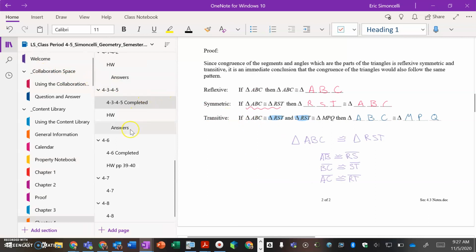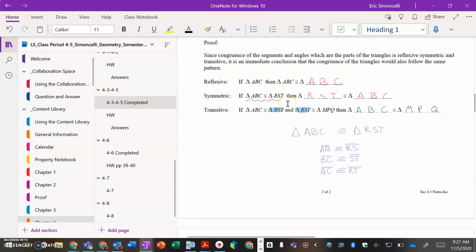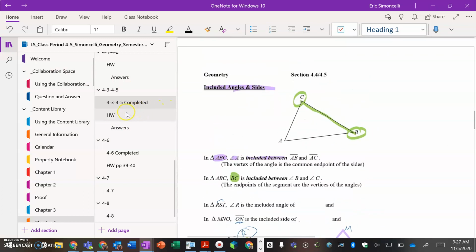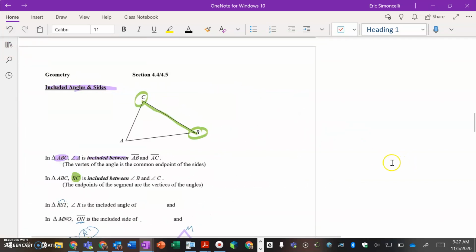Well, there is homework and the answers are there as well. I'm going to actually continue with 4.4 and 4.5, and I might bounce back to the homework or even the answers just to prove a little bit more here, but we'll see how far we can get with this.